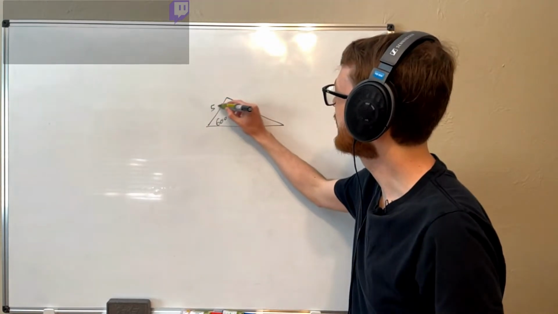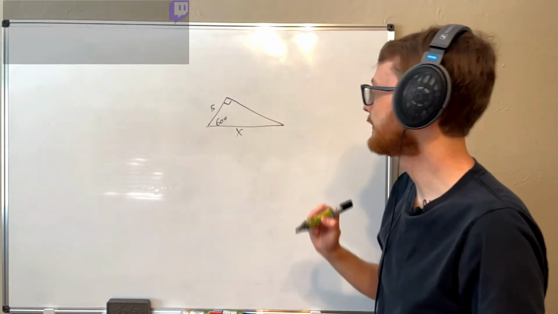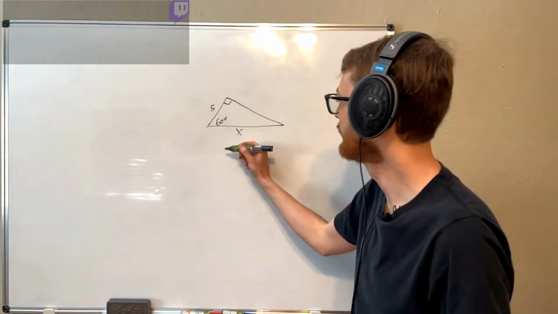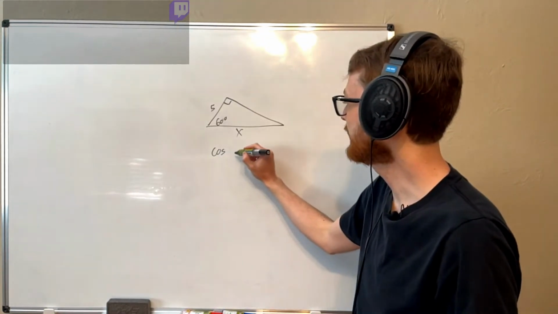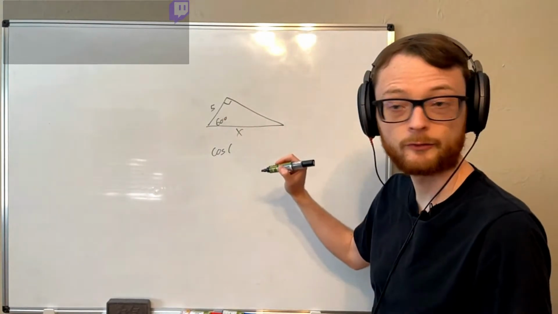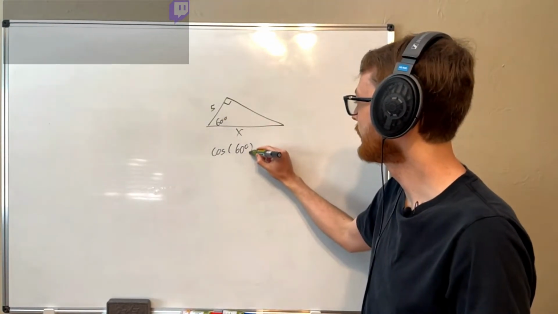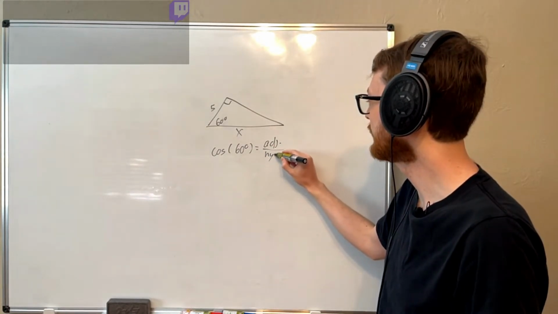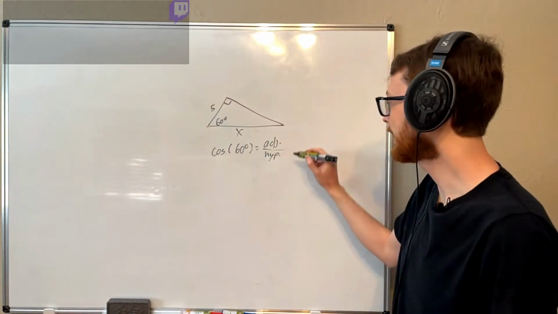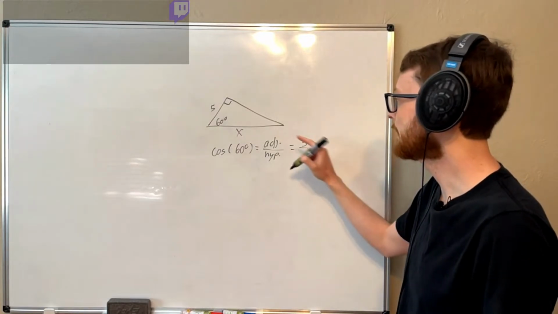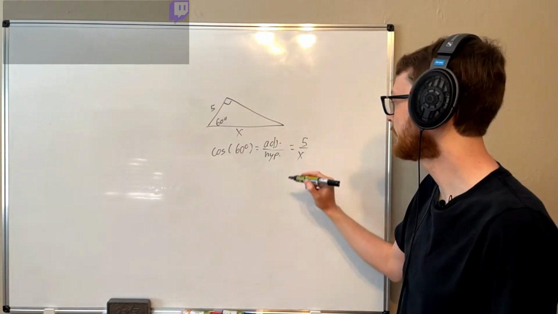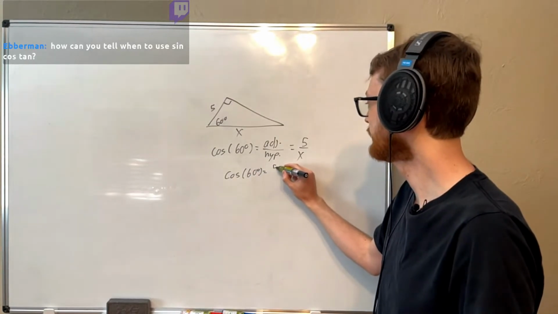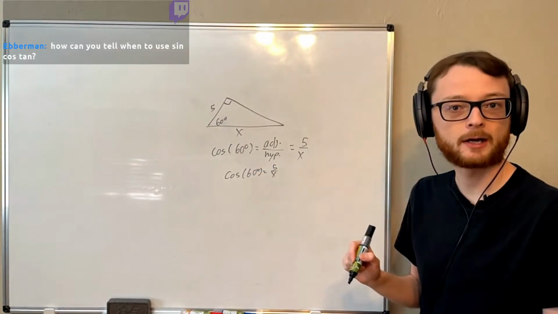60-degree angle, 5, 90-degree, and x. So we know that cosine of that angle, 60, is adjacent over hypotenuse. In this case, adjacent is 5, and hypotenuse is x. And we want to solve this equation here for x.